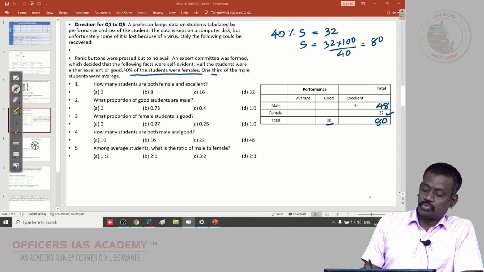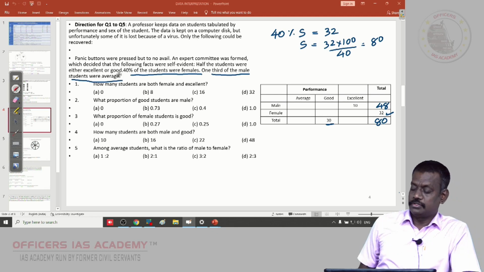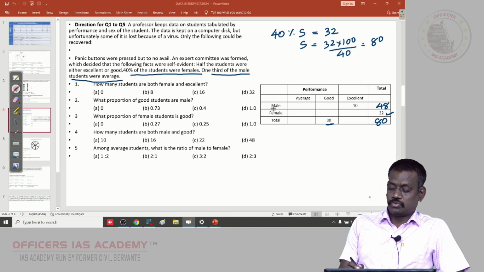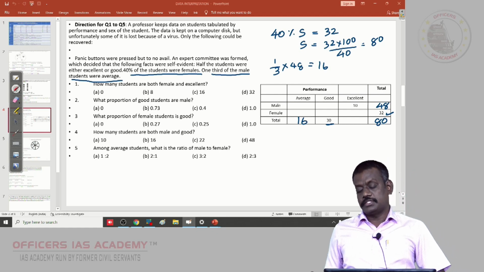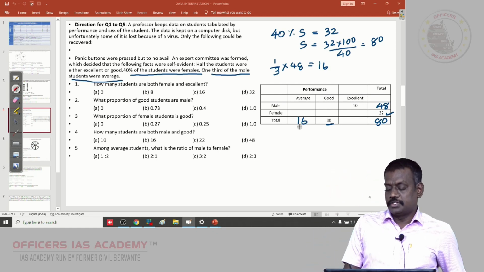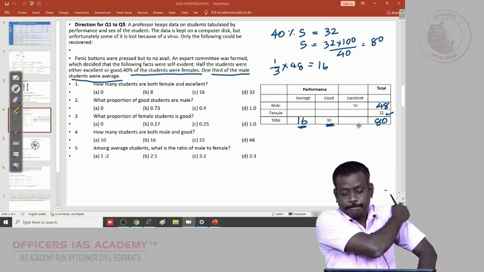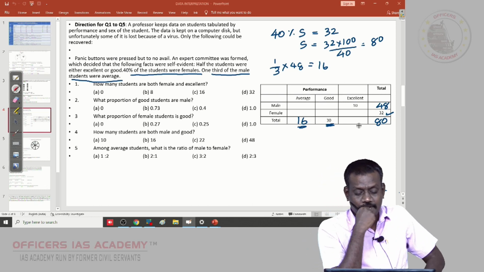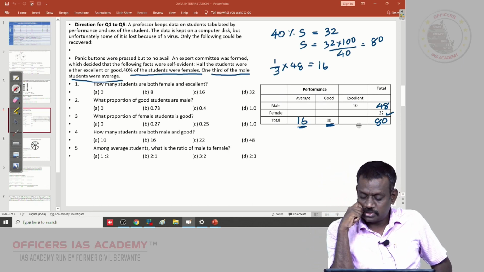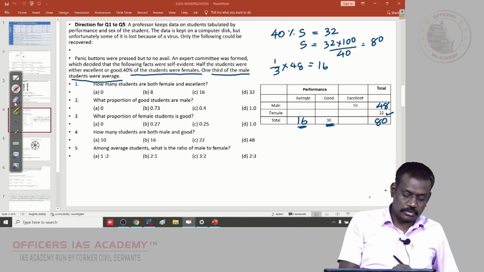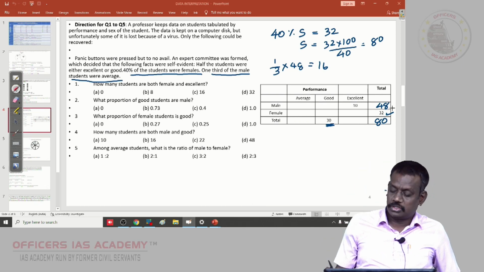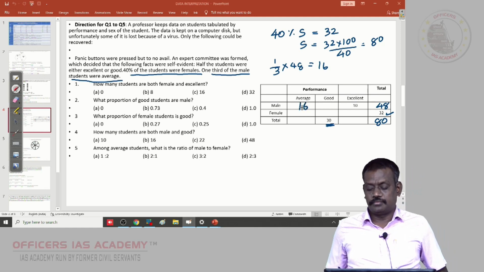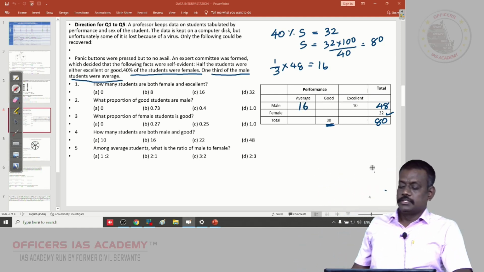Next it is given 1/3 of the male students were average. So what is 1/3 of male? 1/3 of 48 is 16. So definitely the total number of average students is 16. So if this is 16 and this is 30, so totally 46. One-third of male students are average. Sorry, just a minute, I made a mistake. 1/3 of male students average means this is 16. Okay, 1/3 of male students are 16.